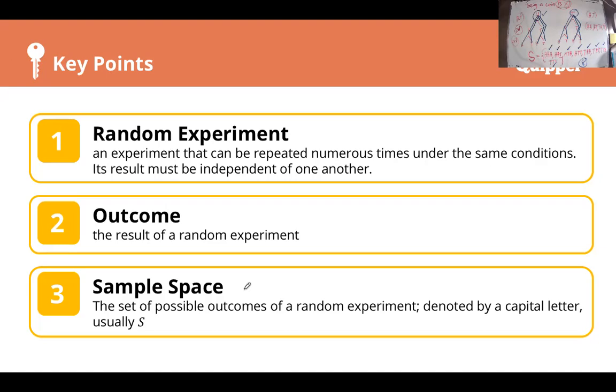The sample space is the list or set of possible outcomes of a random experiment. Okay? Make sure your first letter is a capital letter. It's either A, B, it's up to you. Pero dapat capital letter siya.